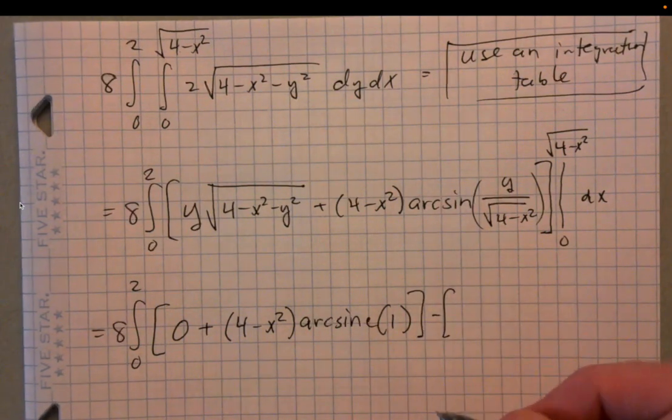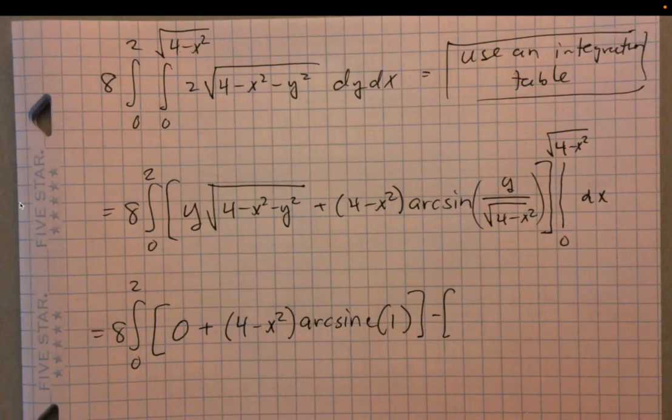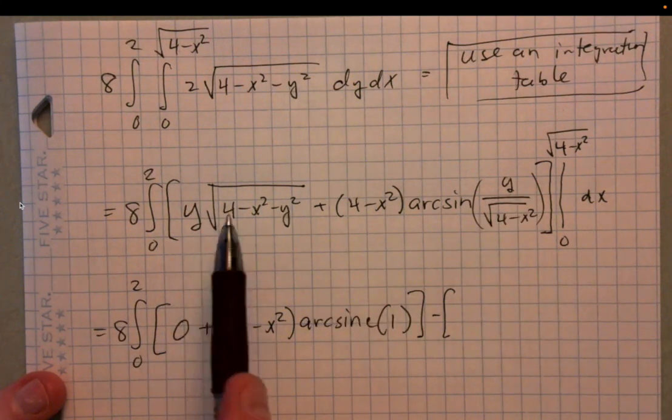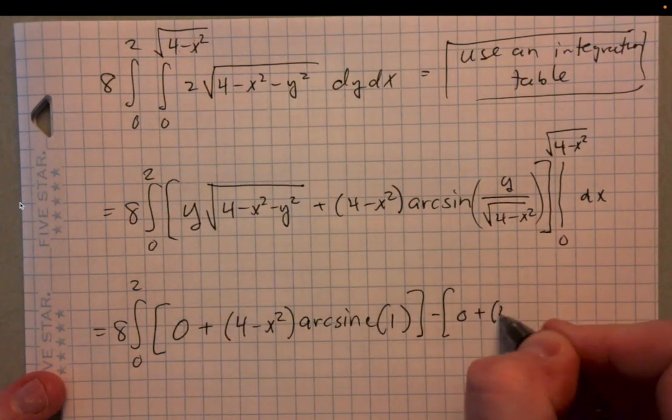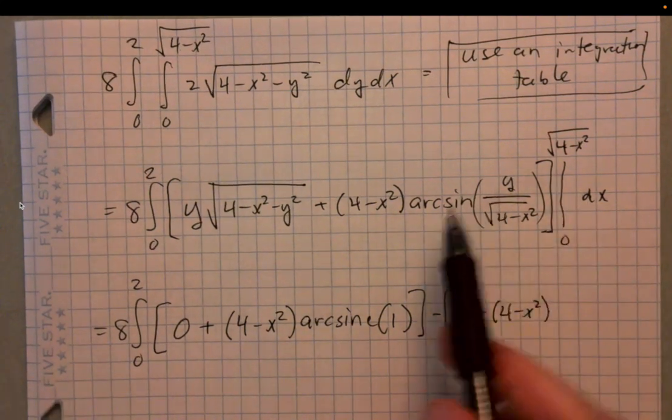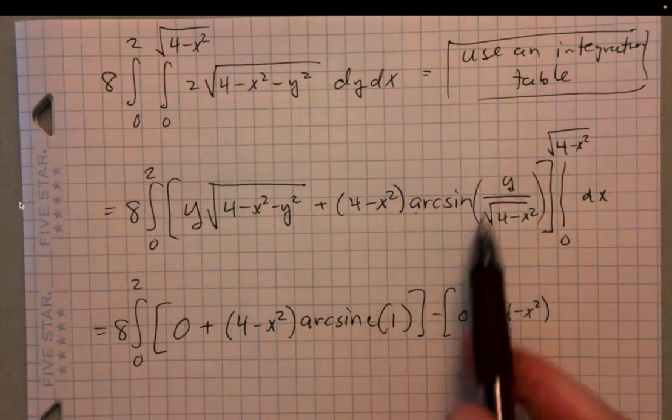Okay, and then I've got to subtract the other side. And when I plug in zeros, I get a 0 here. So that'll be 0 plus 4 minus x squared, and then this will be arc sine of 0.